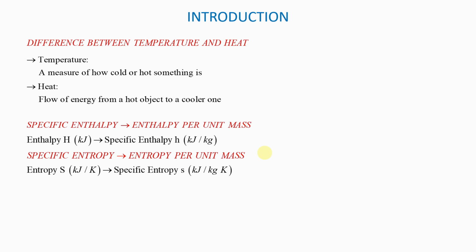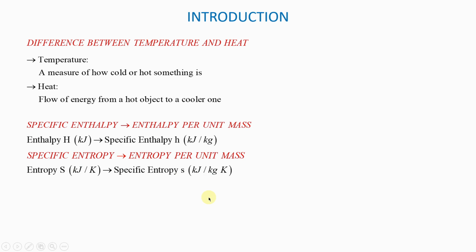If we say specific entropy, what we mean is entropy per unit mass. So the symbol we use for entropy is the capital letter S, and the unit is kilojoules per Kelvin. Specific entropy will use the small letter s, and the unit will be kilojoules per kg Kelvin. You can see that we've divided this unit per kilogram, because we're dividing the entropy by the mass. That is what specific entropy is. It's entropy per unit mass.